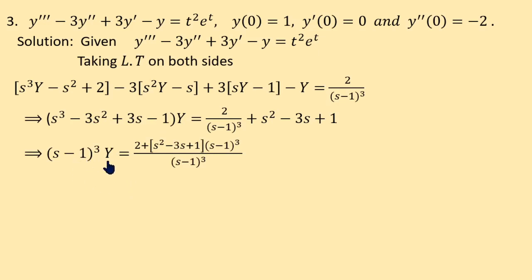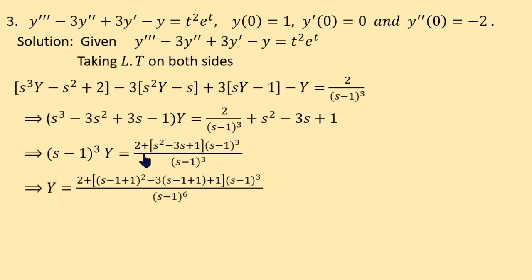Therefore, capital Y is 2 plus (s square minus 3s plus 1) into (s minus 1) whole cube, divided by (s minus 1) power 6. Now, to make it a function of s minus 1, the denominator is (s minus 1) power 6, fine. Here (s minus 1) cube, fine. Here s is there, and s is nothing but (s minus 1) plus 1, and likewise in s square minus 3s. Now this becomes a function of s minus 1.